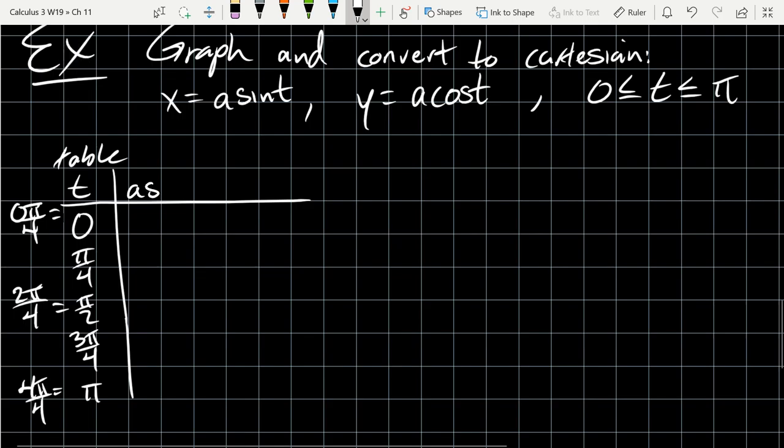We don't know a. Assume a is greater than 0. Let me write that down. If a is 0, it's really boring. And if it's negative, our graph would look significantly different. So let's assume it's positive. All right, graph out these function values and orient your curve. And when you're finished with that, if you have any time, try to convert to Cartesian.